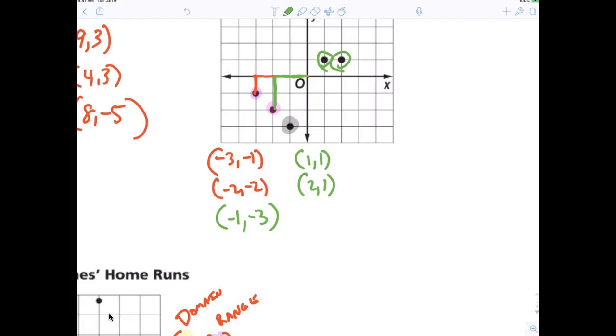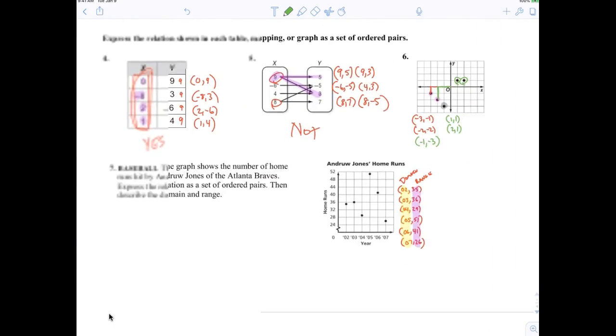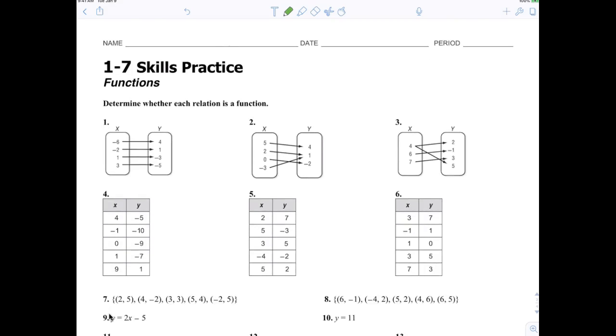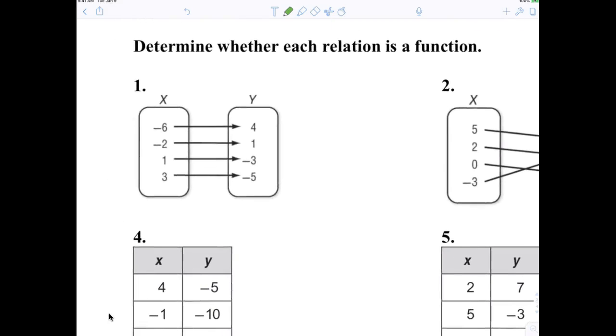Anybody have any other questions before we move on? That wasn't bad at all. Not at all. Okay, so here we go. Now the 1.7. Yeah, this is the one.